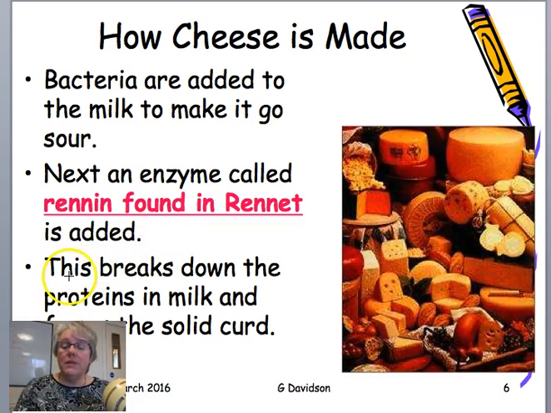And what happens is the proteins that are there in the milk clump together and form into solid curds. It breaks down the proteins, but you should really think about them as clumping together, and they form into the solid curd part, which is the solid bit of the cheese, and the liquid part is the whey, and the whey gets drained away. And we will have a wee look at a video as well on how cheese is made.